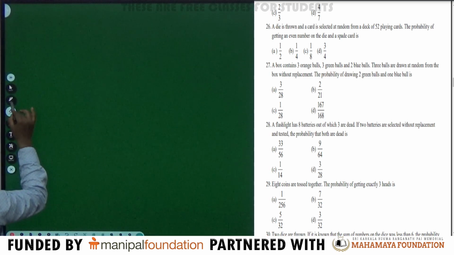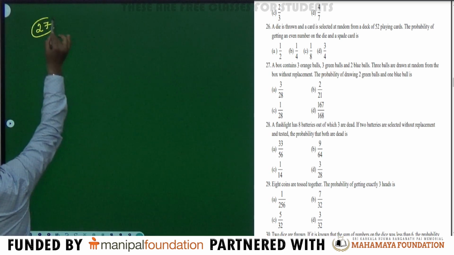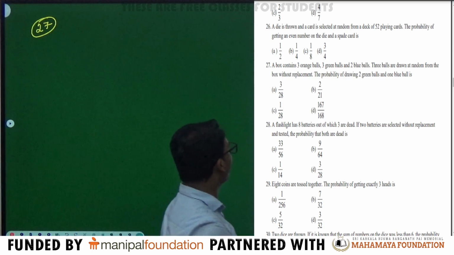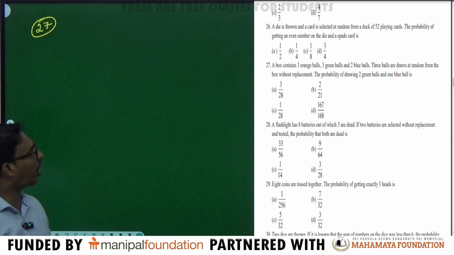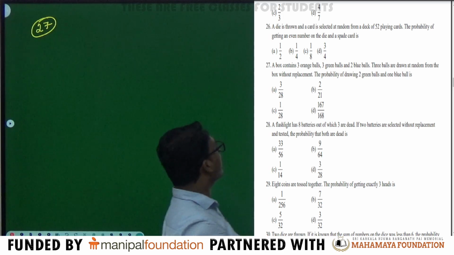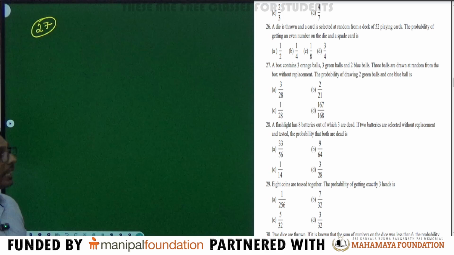Next, question number 27. A box contains 3 orange balls, 3 green balls and 2 blue balls. 3 balls are drawn at random from the box without replacement. The probability of drawing 2 green balls and 1 blue ball is.